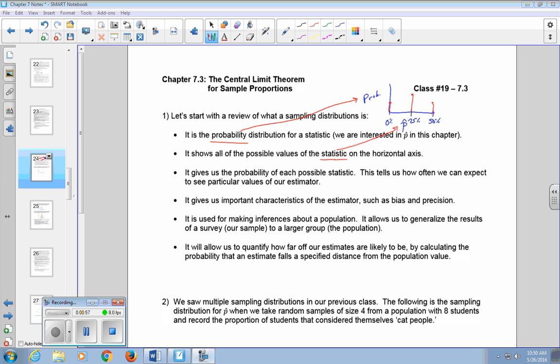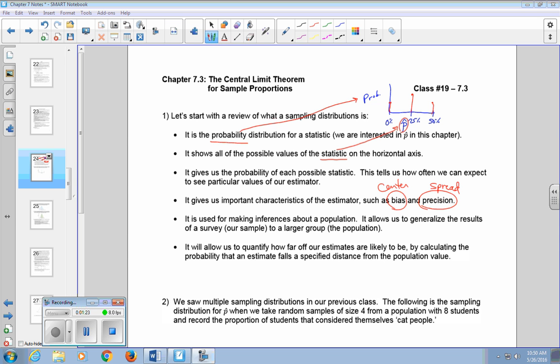It gives us a probability of each possible statistic. So it tells you how often you can expect to see a particular value of your estimator, or what proportion of your sample results will have each of these values of p hat. It gives you important characteristics of the estimator, such as bias and precision. Our bias was looking at where the center of the distribution was. Precision was looking at the spread.